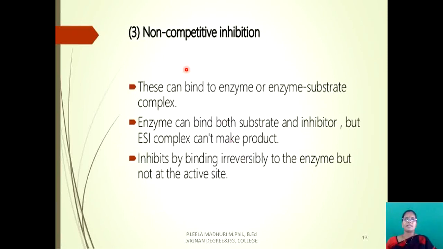Now we will see the third type of inhibition, that is non-competitive inhibition. Here these inhibitors can bind to the enzyme or the enzyme-substrate complex. In the case of uncompetitive inhibition, the inhibitor binds to only the enzyme-substrate complex. But in the case of non-competitive inhibition, the inhibitor can bind to the enzyme or the ES complex. So the enzyme can bind both substrate and inhibitor, but the ESI complex cannot make product.